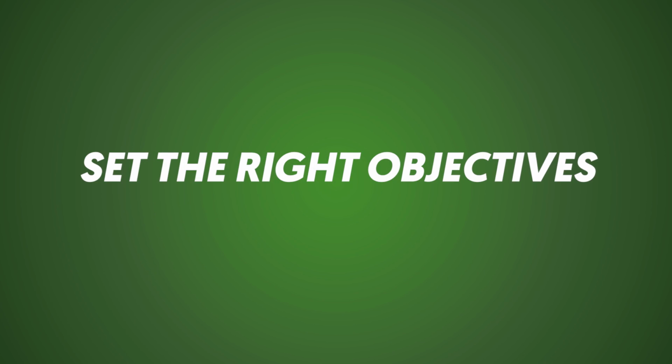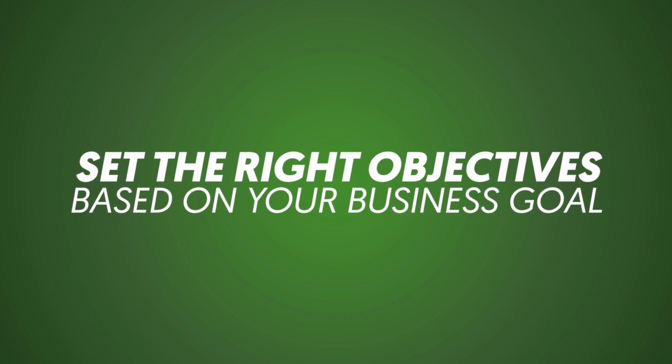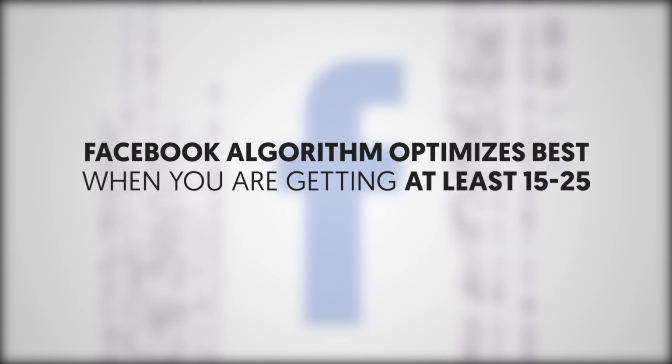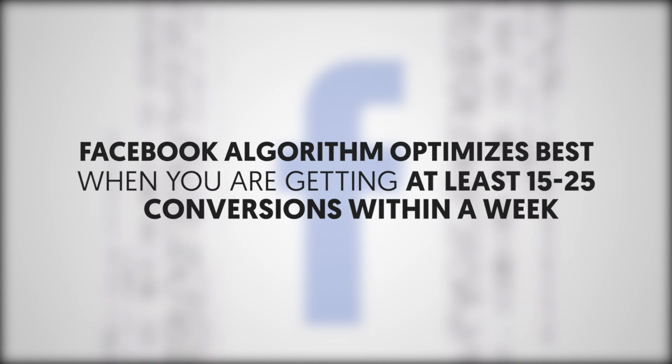Number 4, set the right objectives based on your business goal. This is going to depend also on the volume of conversions that you're getting. Facebook's algorithm optimizes best when you're getting at least 15 to 25 conversions within a week. So if you have your conversion goal set up to be a purchase event and you're only getting 3 purchases a week, you may want to set that conversion event back a little bit, back to the add to cart or landing page view or even a link click, for example, so that you get enough data to feed into the Facebook algorithm so that it optimizes correctly.